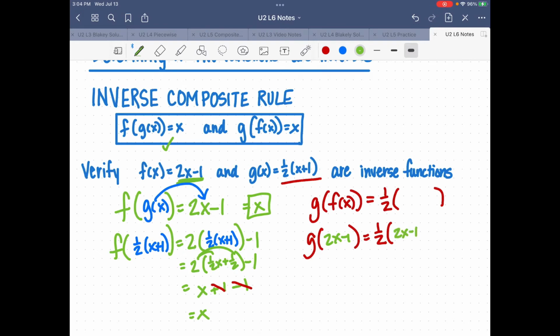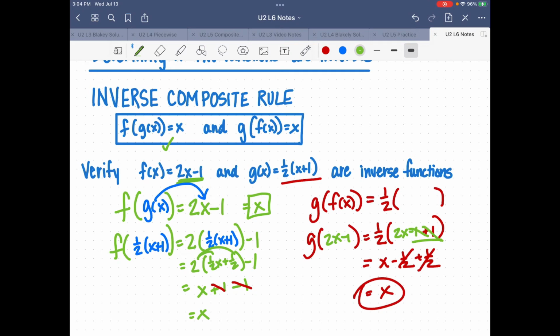So 1/2 times 2 is just x. 1/2 times -1 is -1/2. 1/2 times +1 is +1/2. Those cancel, and I just am left with x. But I guess even up here, I could have canceled those out and just multiplied there. But they both are equal to x, therefore they are inverses. Okay?